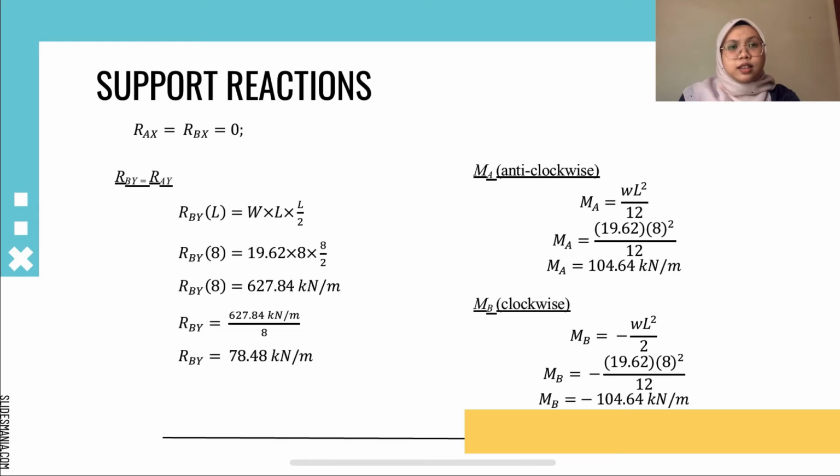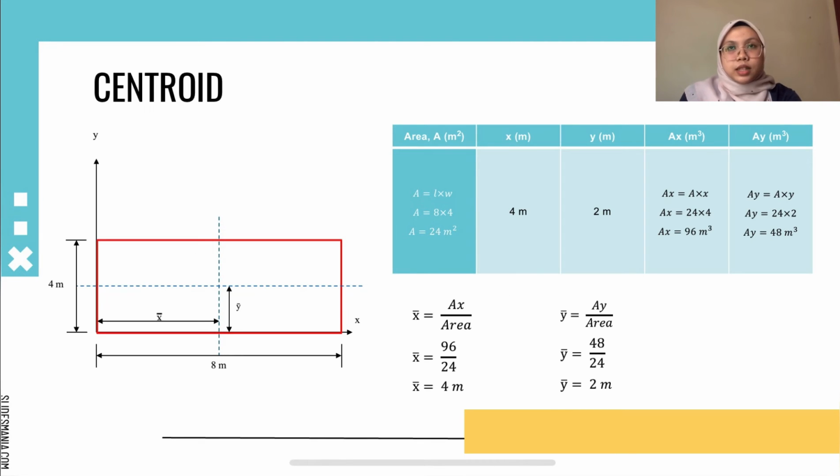But there is a different direction, which is the moment at point A is anti-clockwise and the moment at point B is clockwise. Next is centroid. First, we will find the area value, the x value, the y value, the ax value, and the ay value. Then we will proceed to the formula to find the centroid of the beam, which is the total of ax or the total of ay divided by the total of area.